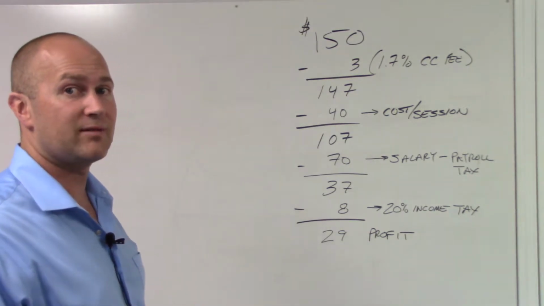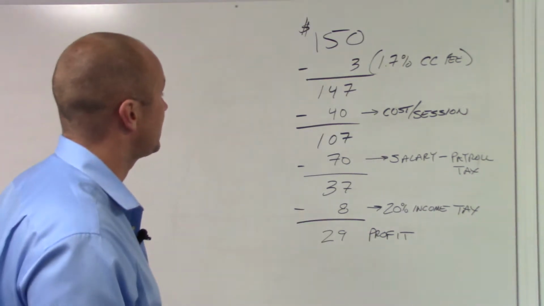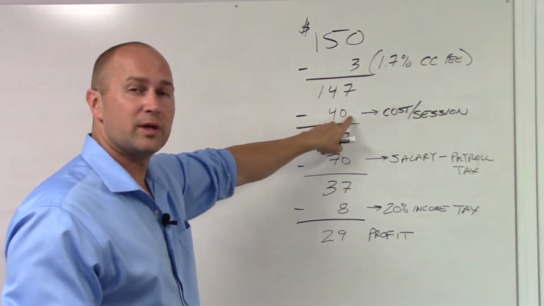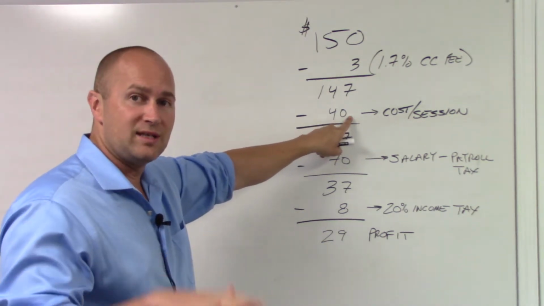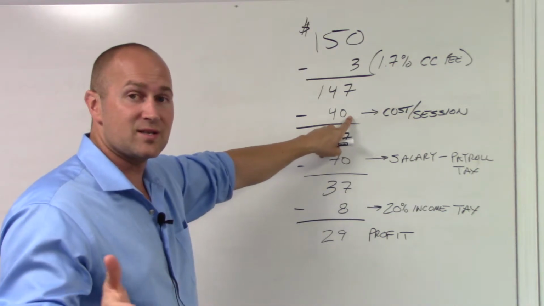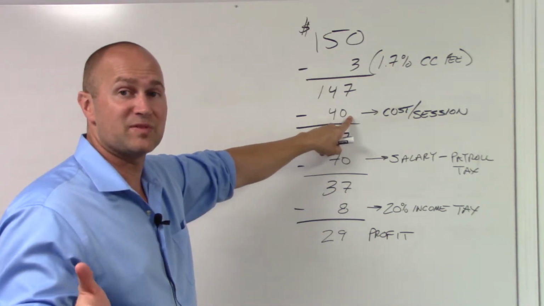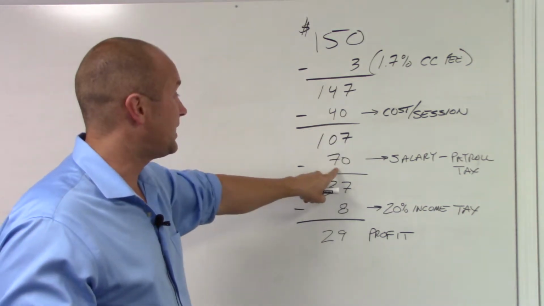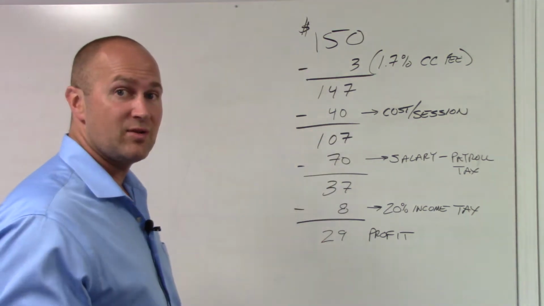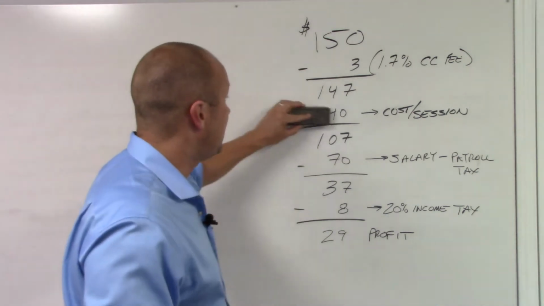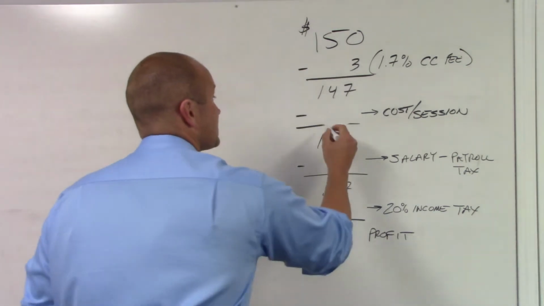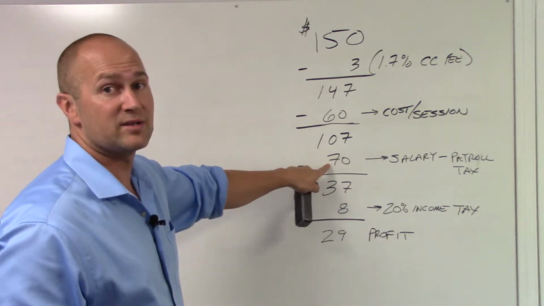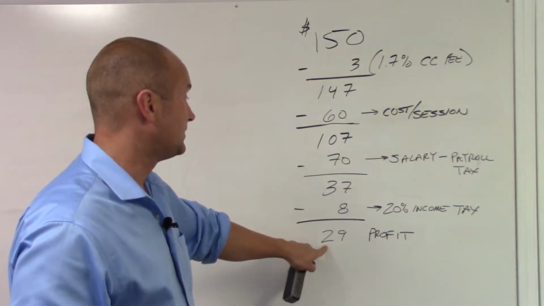Now let's play around with some of the numbers. What if we can change this number? What if we can get really efficient and decrease our expenses? This is what I promote a lot. You have to keep your expenses down, otherwise this number is going to skyrocket and you'll be able to pay yourself less. So say you have a lot of overhead and this ends up being $60 a visit. You're pushing yourself, paying yourself $70, and you're going to get little to no profit.